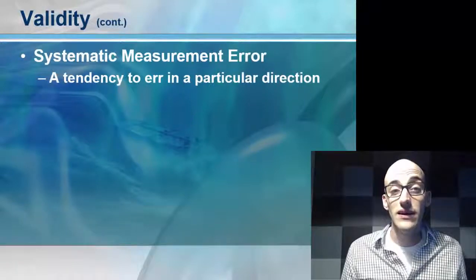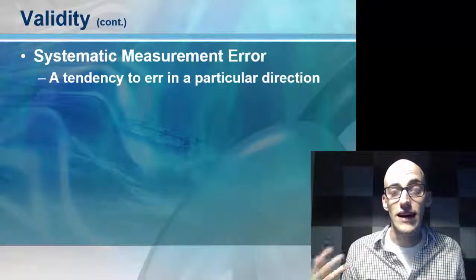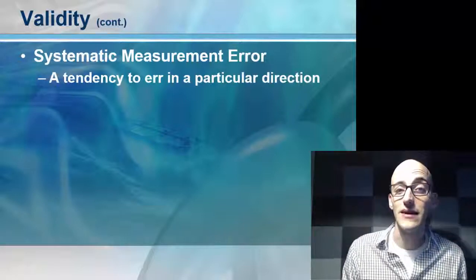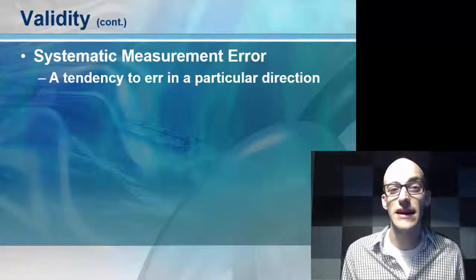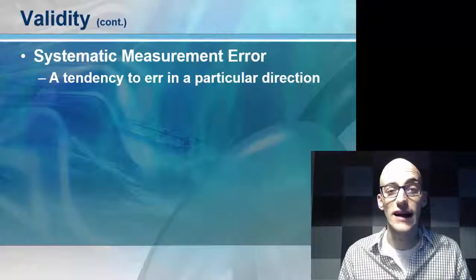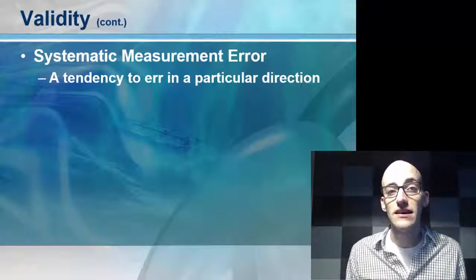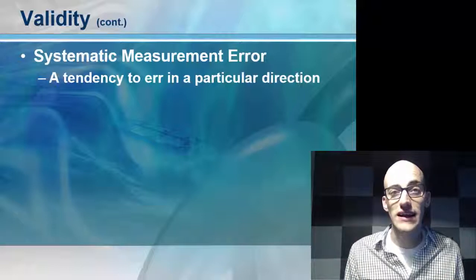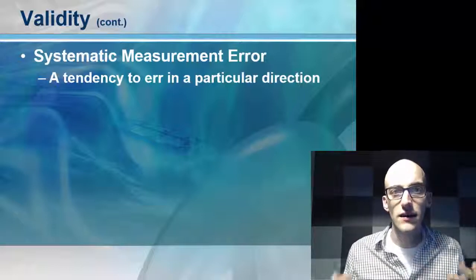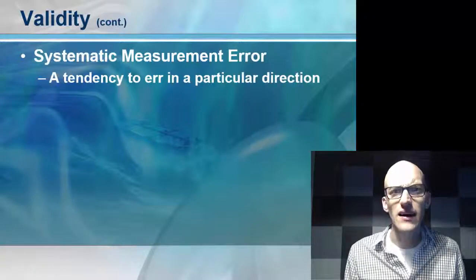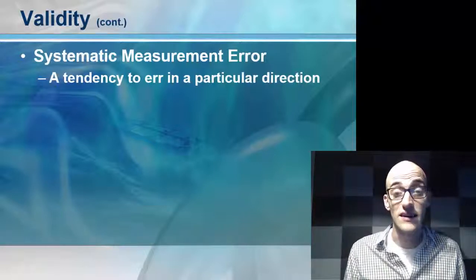So just like reliability, we're trying to eliminate random measurement error. With validity, we're trying to eliminate systematic measurement error. Systematic measurement error is a tendency to err in a particular direction. So these are things that we can probably do more about. If we know that the measure is displaying any invalidity for a certain culture or a specific group of people, then that would be a systematic error, or maybe the administration is being done wrong.